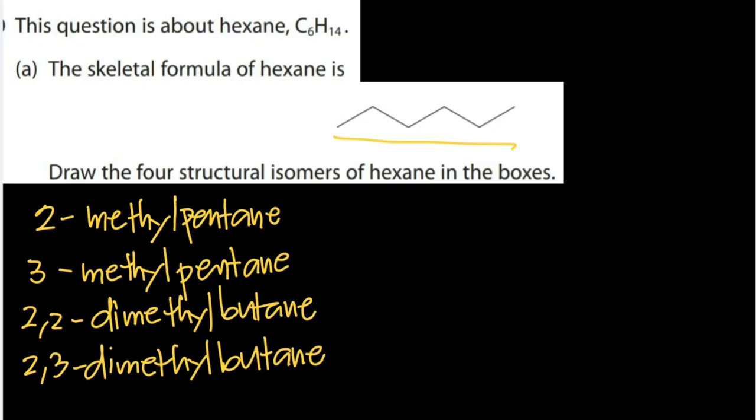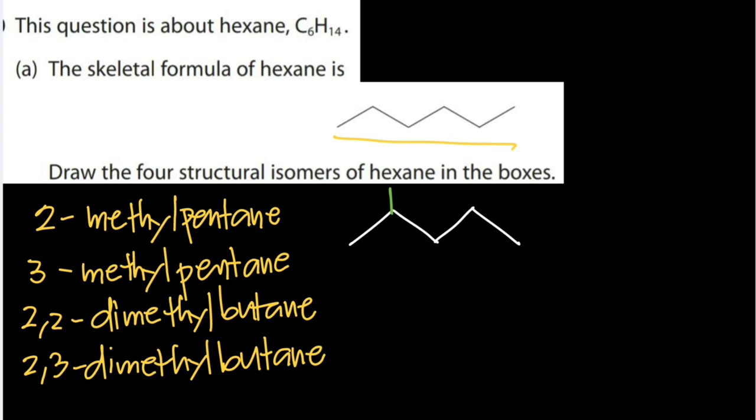So we have pentane. That means it has 5 carbons. So we have 1, 2, 3, 4, 5 carbons, and it has 1 methyl on the second carbon. So let's just draw the methyl here on the second carbon.